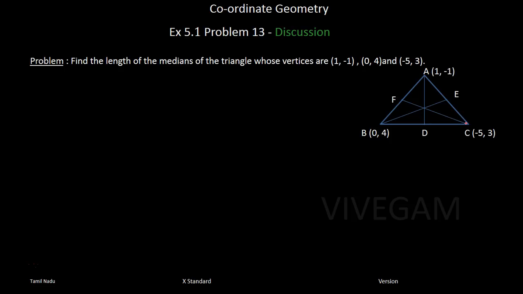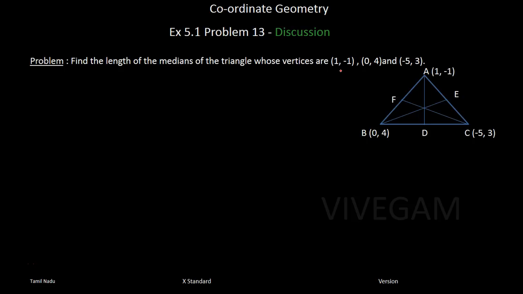And then you're asked to find the length of the median, right? So you'll have to use the distance formula. So the first step will be you'll have to use the section formula and find the midpoints of AB, then BC and AC, right? By which you will get the coordinates of F, D and E. Once that is done, you have to use the distance formula and calculate the distance between C and E, right? Sorry, C and F, B and E and A and D. That's how this problem needs to be worked out.